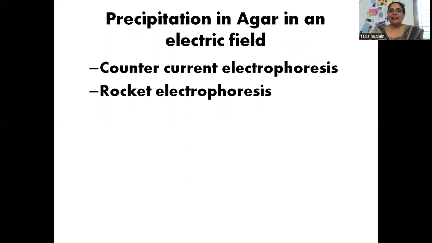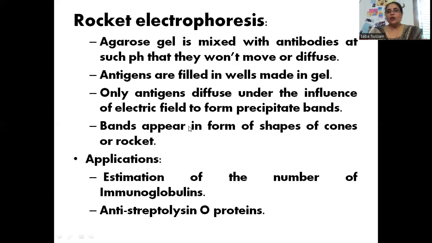Precipitation in agar in an electric field. One more is counter current electrophoresis and rocket electrophoresis. So counter current was there. The slide was misplaced, so this should have been placed before counter current. Before counter current, we have to know what are the two different precipitation tests which are performed using electricity. One is counter current, another is rocket electrophoresis.